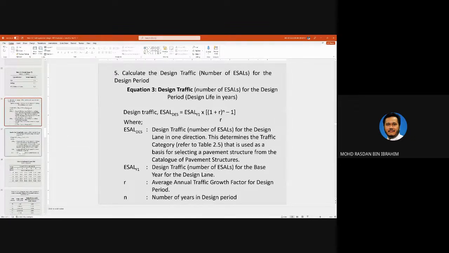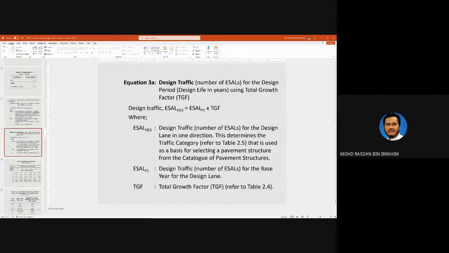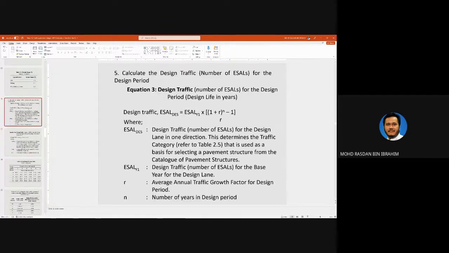Or you can calculate the ESAL using TGF here, the total growth factor, referred from Table 2.4. So it depends on the question. If it gives you the value of R and N, then you can use this formula to calculate the ESAL value. The formula will be given in the exams.